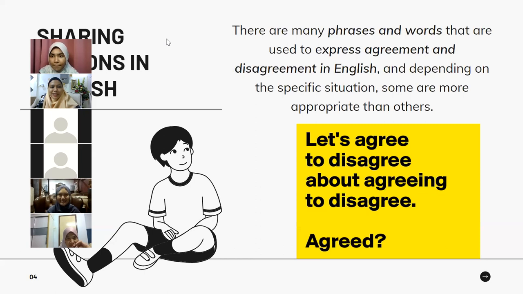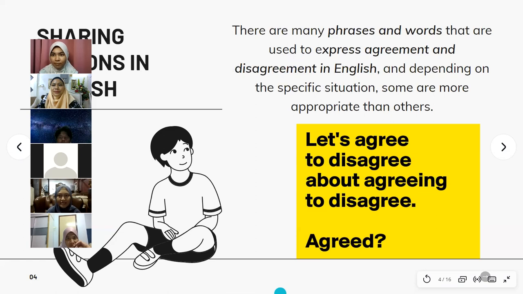There are many phrases and words that are used to express agreement and disagreement in English. And depending on the specific situation, some are more appropriate than others. Okay, all right. So just looking at the statement, what do you understand from the statement? Especially the part where I italicized them. What do you understand?